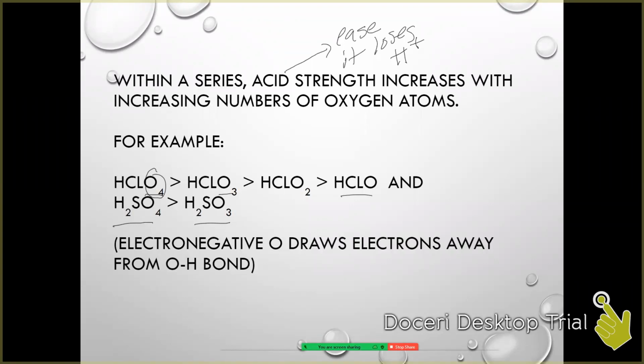Electronegative oxygen draws electrons away from that OH bond. And the more that they're able to do that, because they have more oxygen, the easier it is for the hydrogen to leave that bond or to disassociate, however you want to think about it.